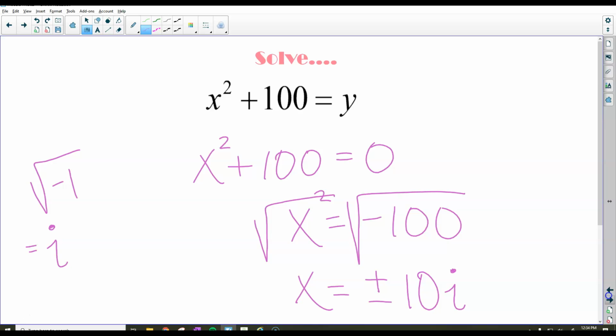I can't write that as an ordered pair. You will next year, if you're taking pre-cal, you will. Not here, because the x and y axis only have real numbers. Okay.